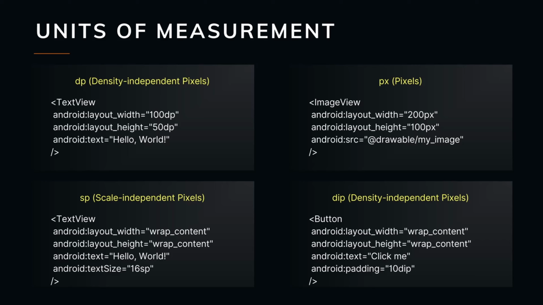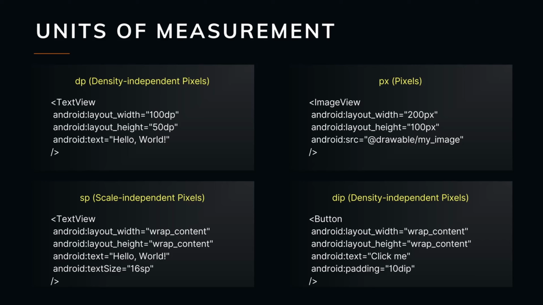First, we have dp, that is density independent pixels. The purpose of dp is that it is a unit of measurement that is density independent. It is recommended to specify dimensions in layouts with it to ensure consistent visual size across different screen densities. In this example, the width and height of the text view are set to 100 dp and 50 dp respectively. So here the specified size will be consistent across all the different screens on which the image or text will be displayed.